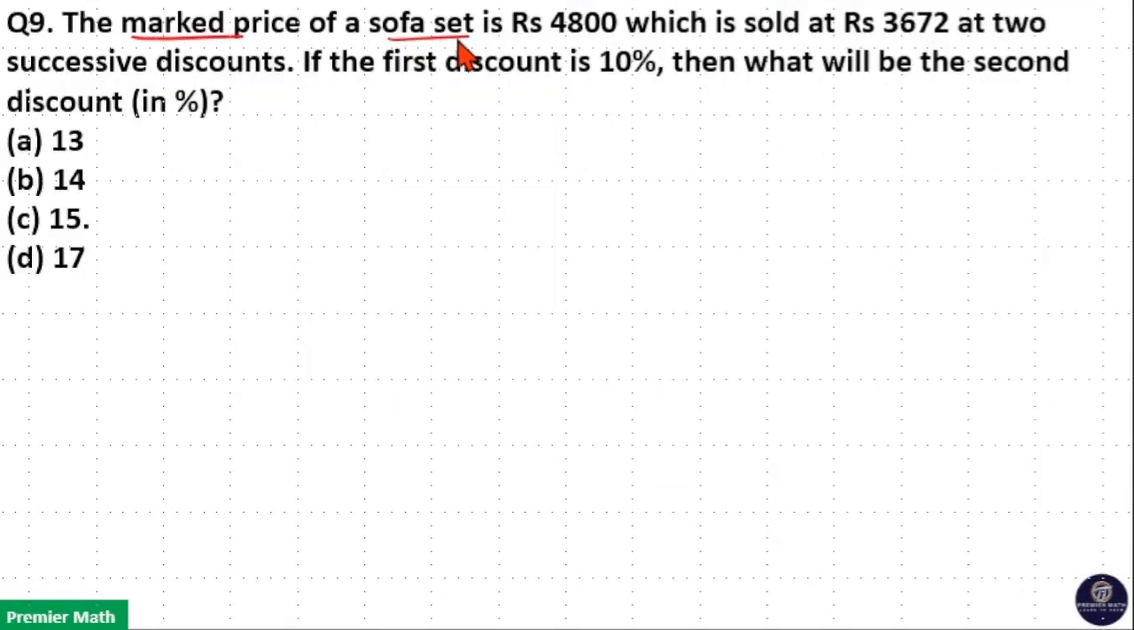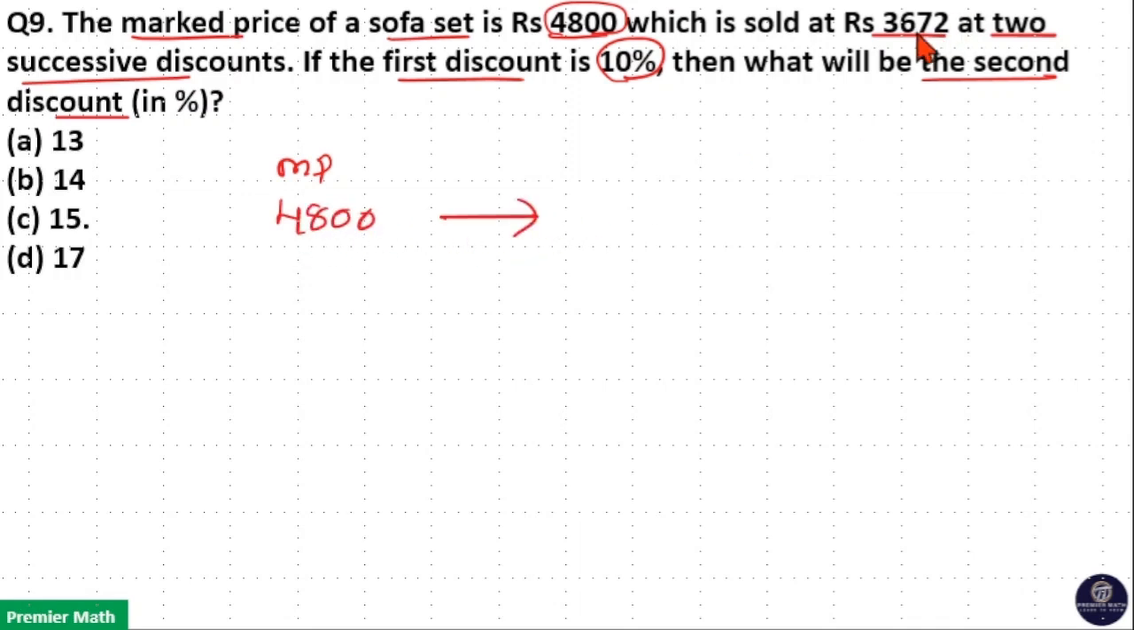The marked price of sofa set is 4800, which is sold at 3672 at 2 successive discounts. If the first discount is 10%, then what will be the second discount in percentage? Here marked price of this sofa set is 4800 and which is sold at 3672. This is the selling price. Now there is 2 successive discount and first discount is 10%.